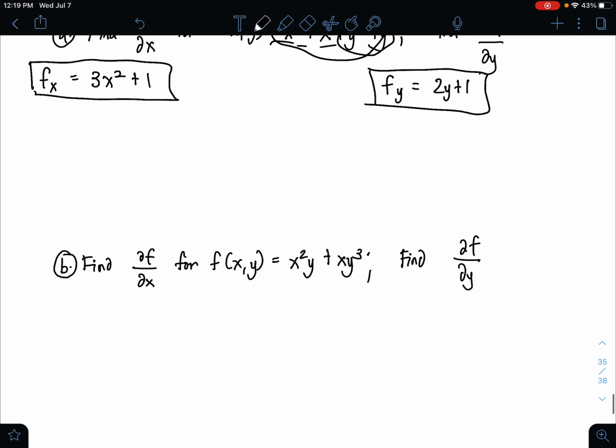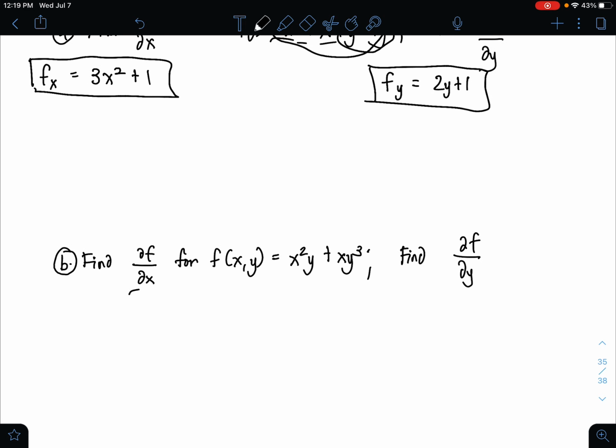Okay, next. Find f of x, then f of y. Again, f of x is just equivalent to the derivative with respect to x. So treat y as a constant. So this is our u, this is our v. So u dv is 0 plus v du, then du is 2x.